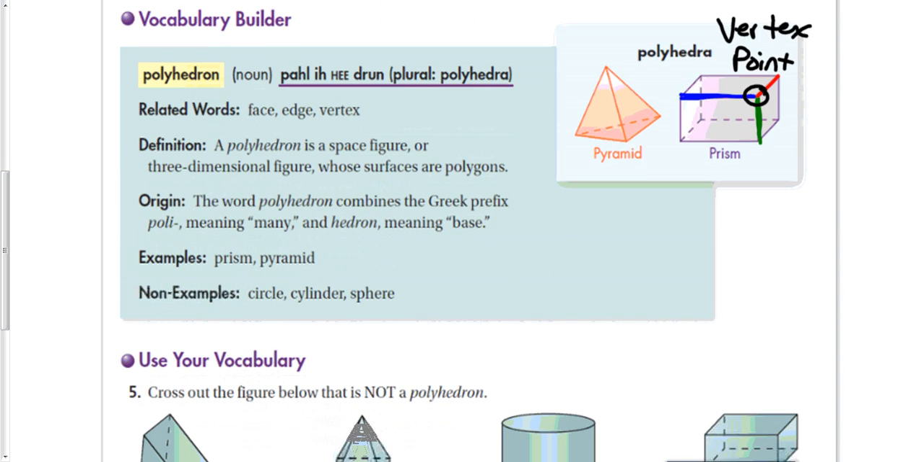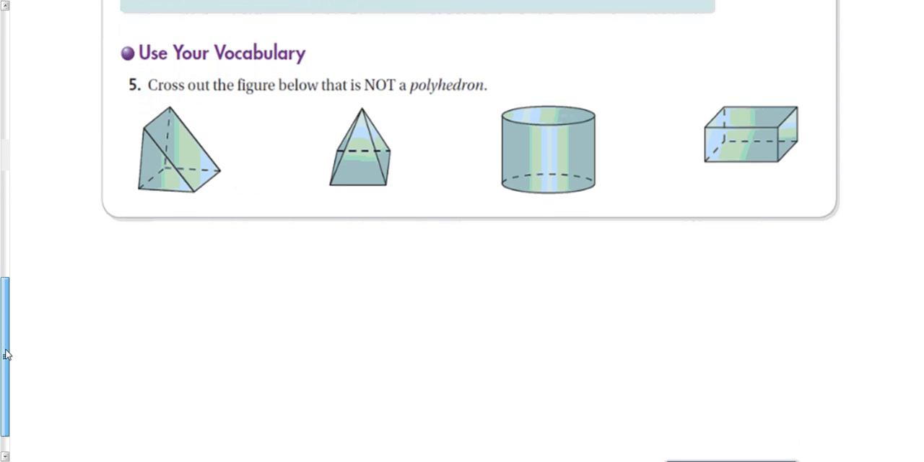So let's look at this word down here. Polyhedron. A polyhedron is a space figure or a three-dimensional figure whose surfaces are all polygons. If you look at the orange pyramid, each face is a triangle. And if you look at the prism, each face is a rectangle. So examples are prisms and pyramids. Non-examples are circles, cylinders, and spheres.